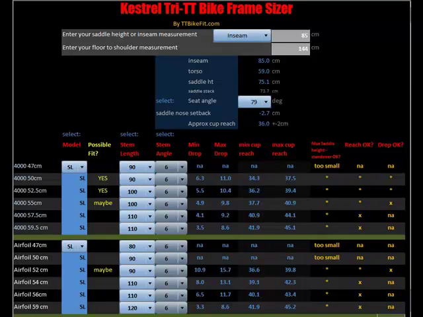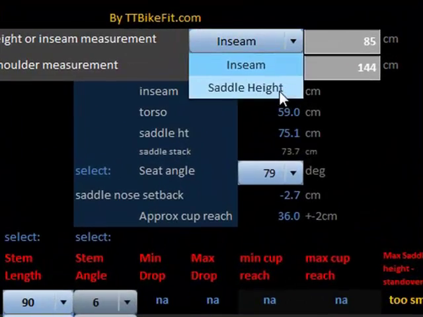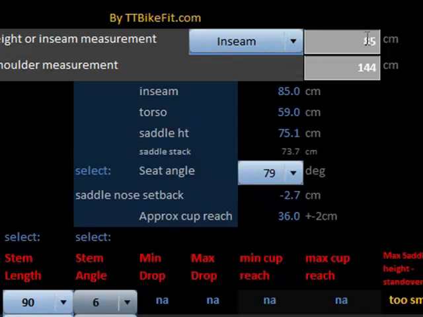The Kestrel Tri-TT bike frame sizer is designed to help you pick out which models and which sizes of Kestrel frames are likely to work for you based upon your measurements and fit parameters. To use the calculator, you just need to enter two simple body measurements. You need to enter your inseam or your saddle height. You can choose here which one you prefer to enter, and your floor to shoulder measurement.